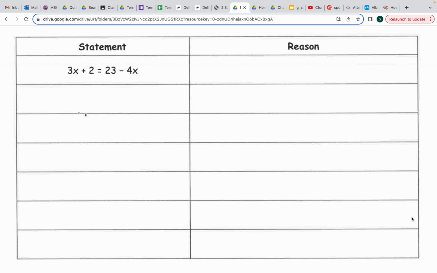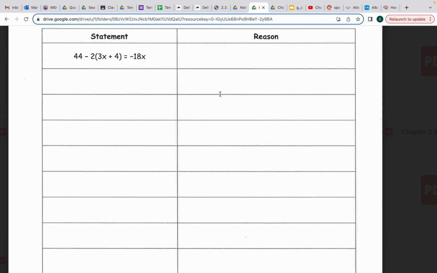Yep, if you subtracted the 2 first, that's fine. All right, and then if you added the 4x second, that's fine. All right, as long as you have those steps and you get that correct answer, you are good. All right, let's do this one. Go ahead and do this one.